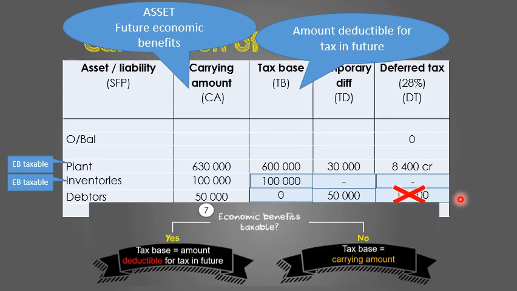So therefore, we need the second part of the formula for the tax base of an asset, where if the economic benefits will not be taxable, the tax base and the carrying amount will be the same. Now for the debtors, when we get the economic benefits, when we get the cash, we will not be taxed on it again because we've already been taxed on the transaction when it happened. Therefore, the tax base will be the same as the carrying amount, resulting in no temporary differences and no deferred tax. Now that makes sense.